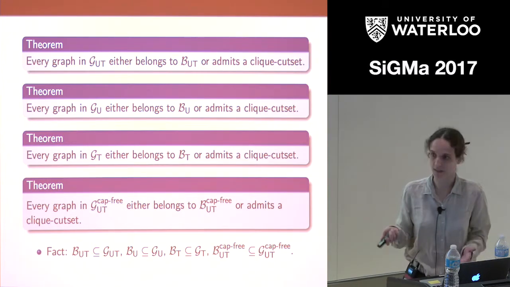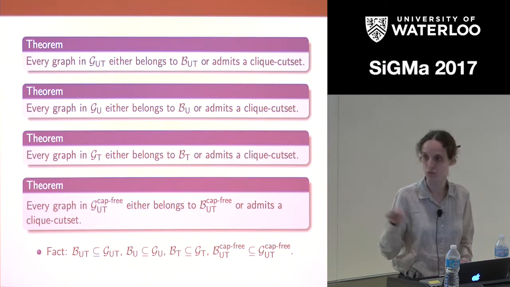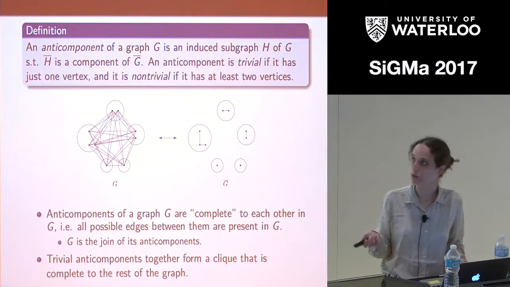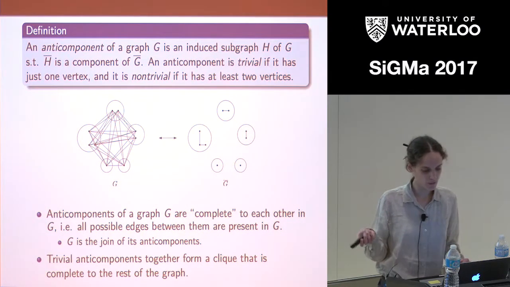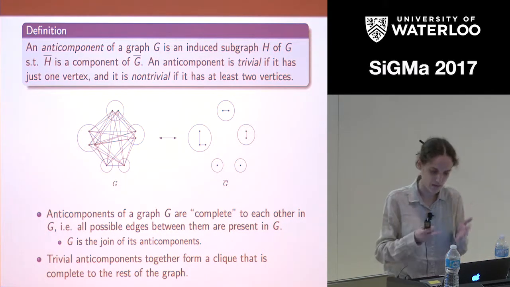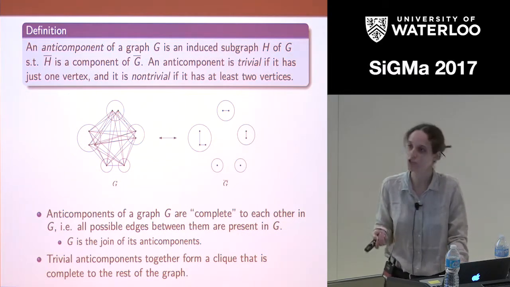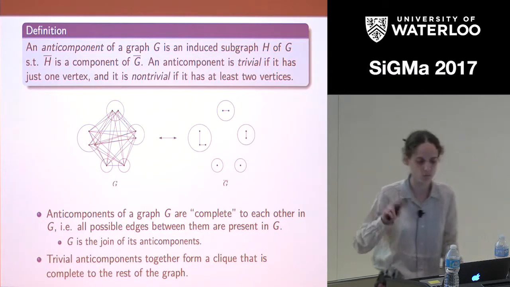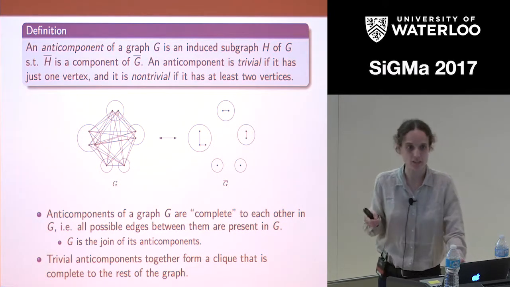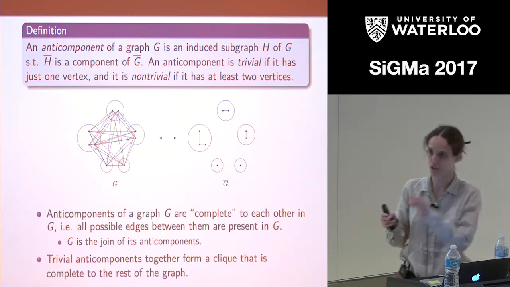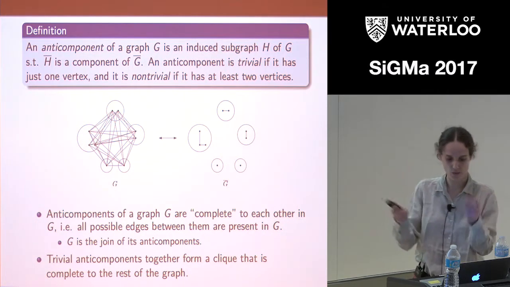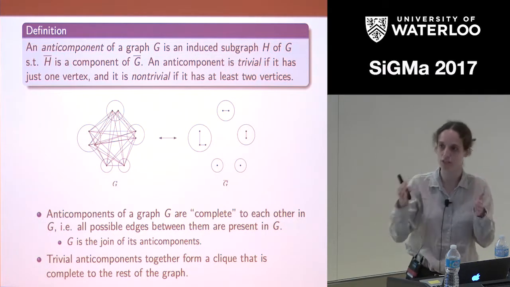So I haven't told you what the basic classes are. So for these theorems to make sense, I need to do that. So I'll be defining the basic classes in terms of anti-components. So what's an anti-component? Well, an anti-component of a graph G is an induced subgraph of G, let's say H, such that the complement of H is a component of the complement of G. So in that picture on the left, I have circled the anti-components. If you take the complement, those anti-components turn into components. Clearly, anti-components are complete to each other. That is to say, whenever you take any 2 of them, well, they're all possible edges between them in the graph.